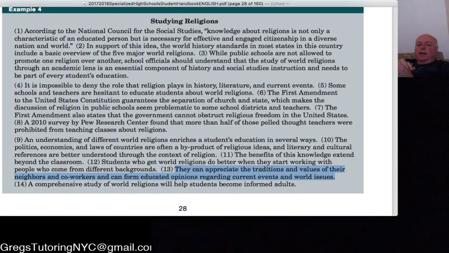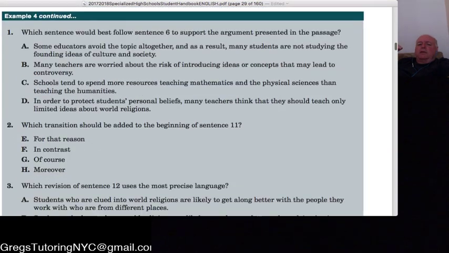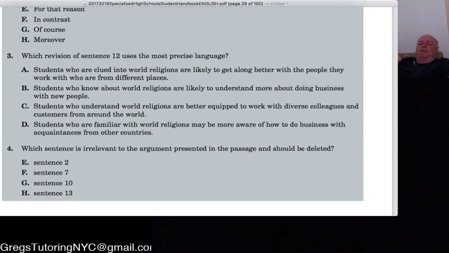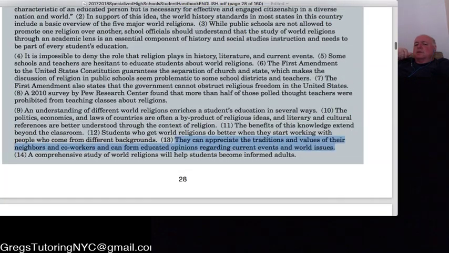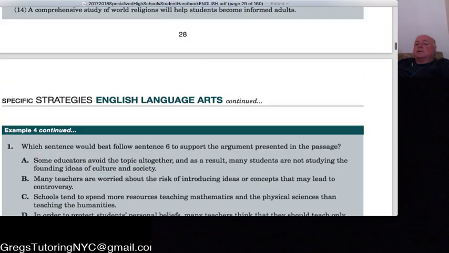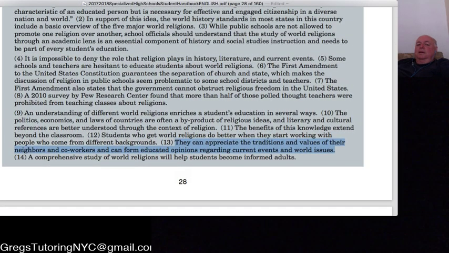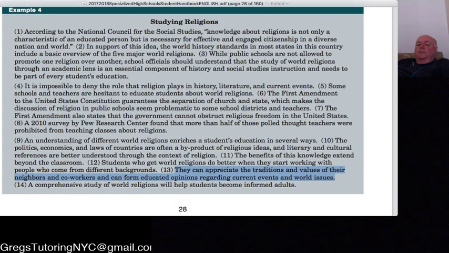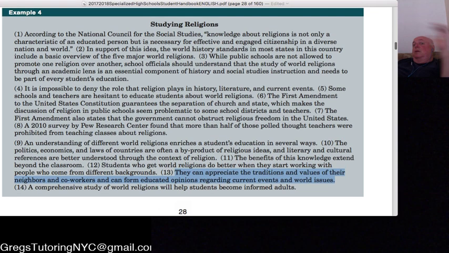Okay, so here's 13. They can appreciate the traditions and values of their neighbors and co-workers and can form educated opinions regarding current events and world issues. Okay, this one is in the flow, but is it in direct support? Let's go back to the question. Which sentence is irrelevant to the argument? So out of the good sentences that were given here, like sentence, again, 7 is out there. But out of 2 and 10, 13 is kind of a sub-support sentence. So it's the weakest one, but it's still relevant to the argument presented in the passage. It's backing up 11 and 12, which is what the whole paragraph is about.